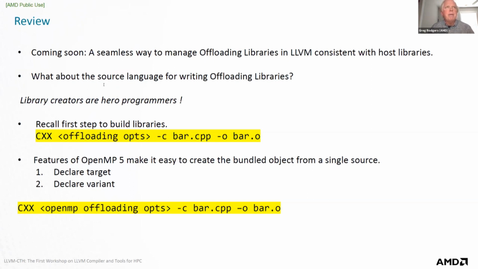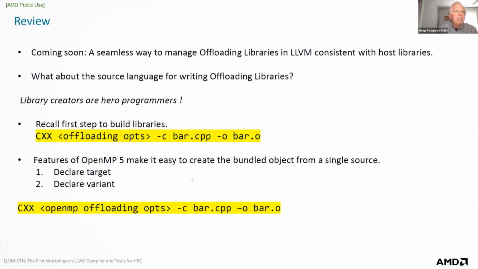But my next question is, what about source language for writing offloading libraries? And I want to say that those library creators, those people writing those, are our real heroes, because they typically have to understand the architecture that they're building their optimized library for, right? So recall, our first step of building a library is we compile to create an object. But I would like to encourage people to actually use OpenMP 5, because there are some features in there that make it easy to create a bundled object from a single source.